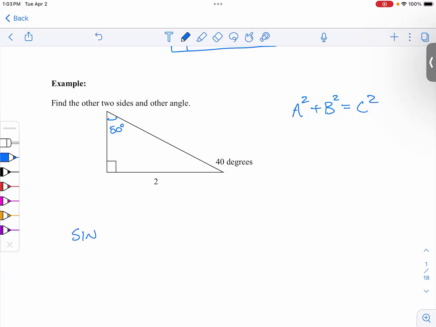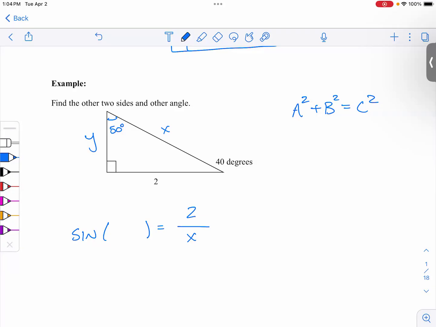We could pick any of them. So if I'm using sine, and I have that side, in order to use that 2, that means that 2 needs to be the opposite. And the hypotenuse, so let's go ahead and call it x and y. So that becomes 2 over x, and what angle do I need to use?